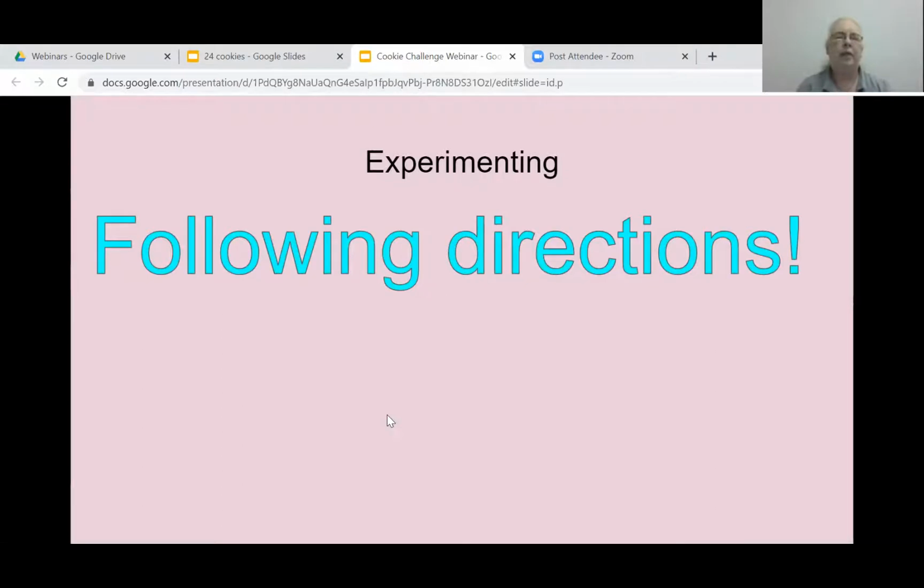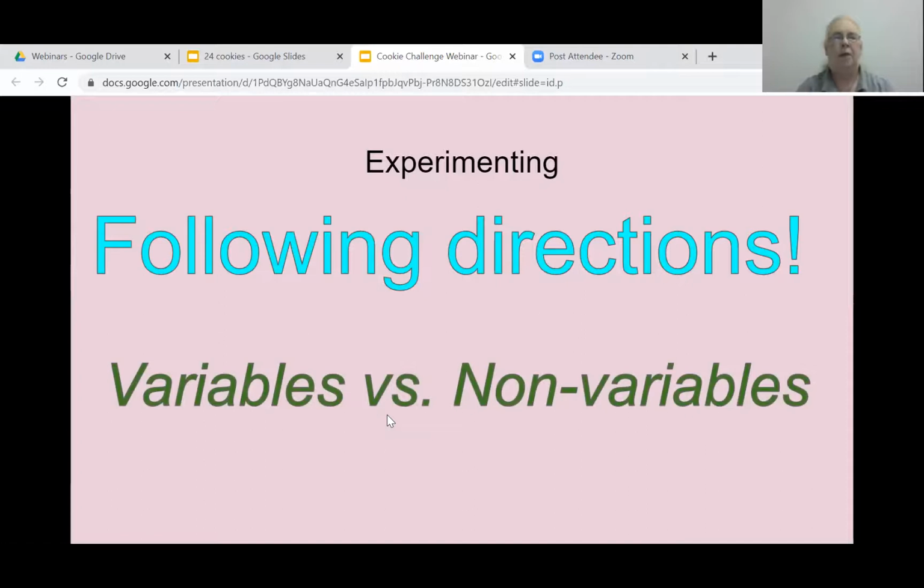Following directions. We've said it a couple of times, and we'll probably say it a million more. Following directions is so important. Some things we can change in a recipe, and some things we can't. We call them variables versus non-variables. That's a pretty strange word, but we can change something. We call it a variable. If we can't change it, we have a non-variable. And I know those are big science words, but those are important science words when you start this experiment today.